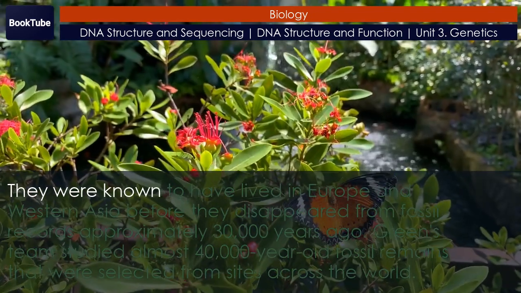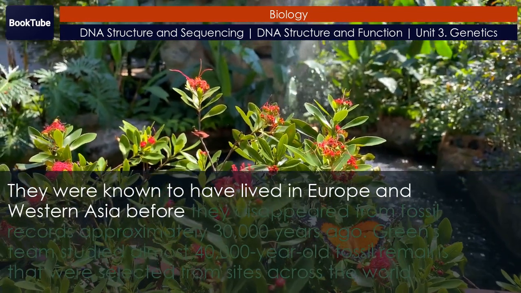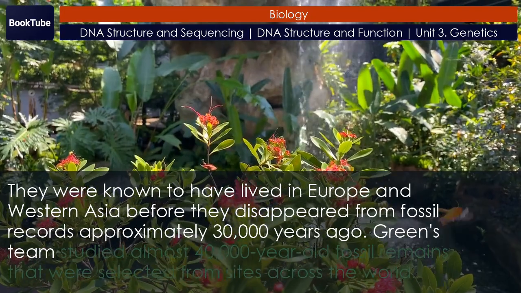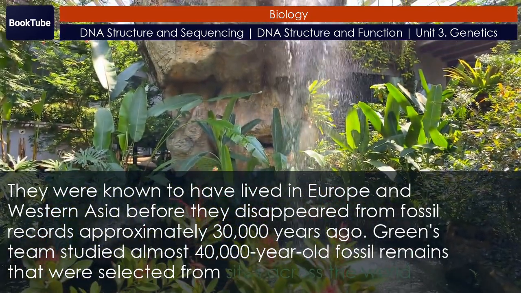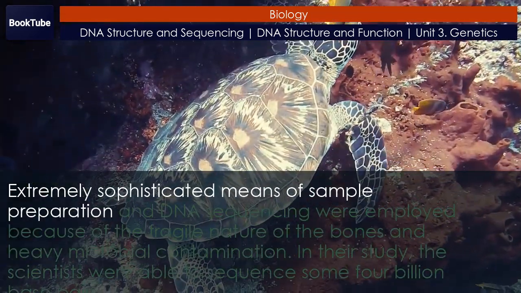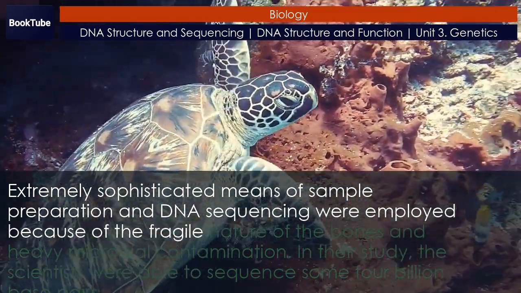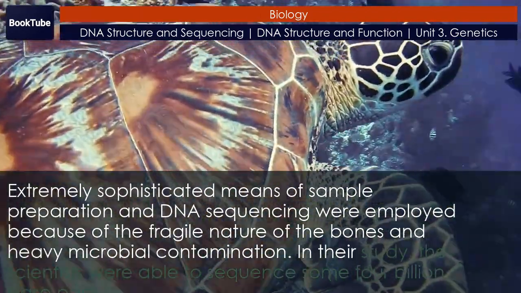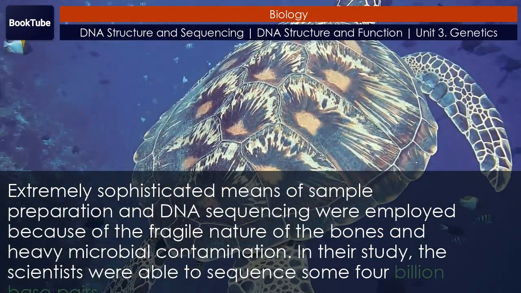Neanderthals are the closest ancestors of present-day humans. They were known to have lived in Europe and Western Asia before they disappeared from fossil records approximately 30,000 years ago. Green's team studied almost 40,000-year-old fossil remains that were selected from sites across the world. Extremely sophisticated means of sample preparation and DNA sequencing were employed because of the fragile nature of the bones and heavy microbial contamination. In their study, the scientists were able to sequence some 4 billion base pairs.